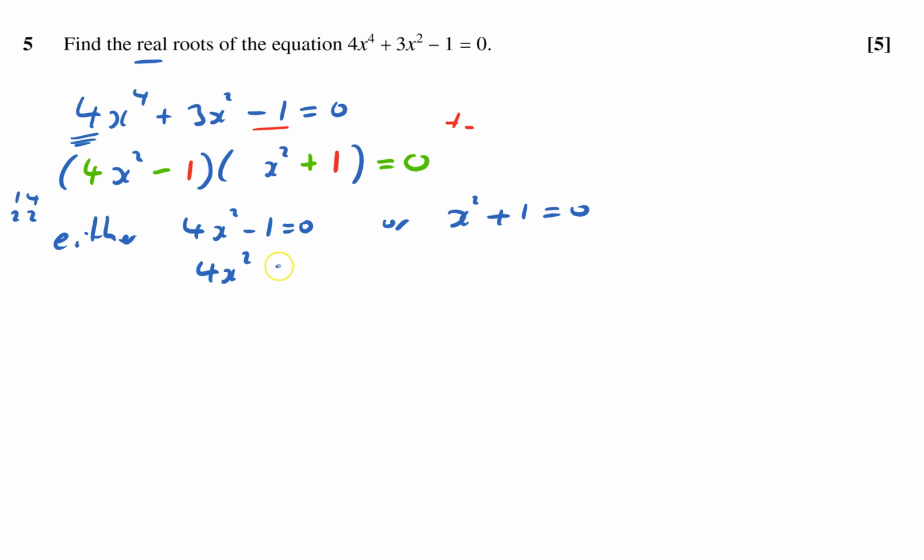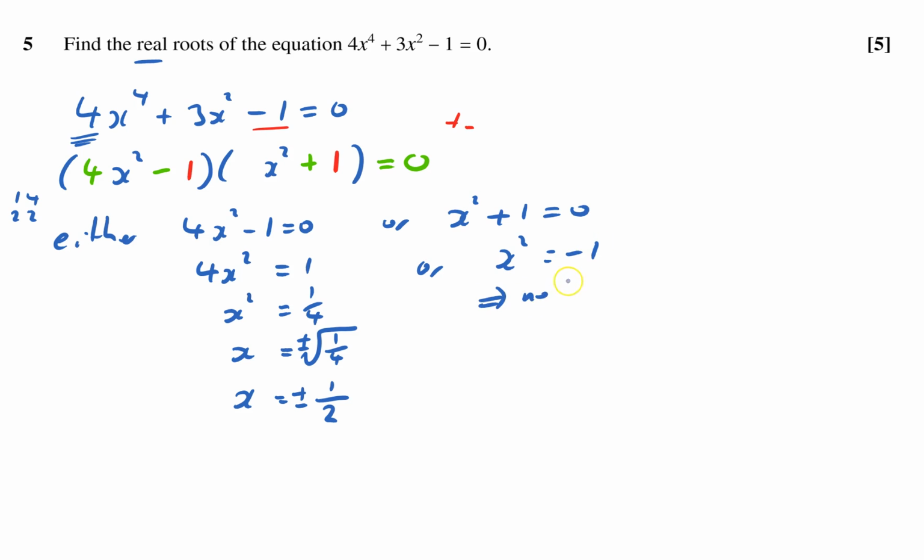And then I can just take these through, and that will give me x squared equals a quarter. So x equals plus or minus the square root of a quarter. And it's the square root, that means plus or minus the square root of 1 on top is 1, and the square root of 4 on the bottom is 2. Or x squared equals -1, and that therefore has no real roots here.